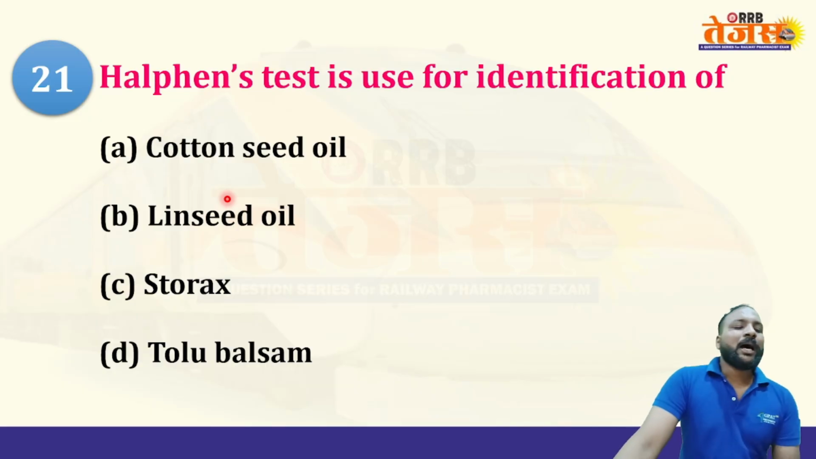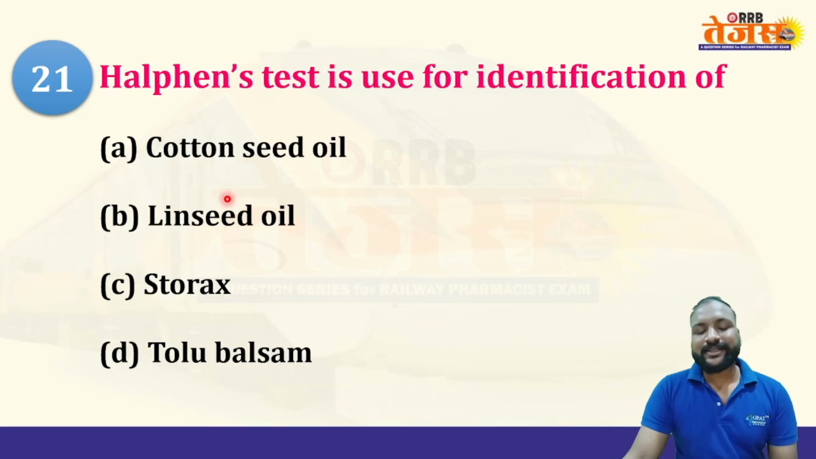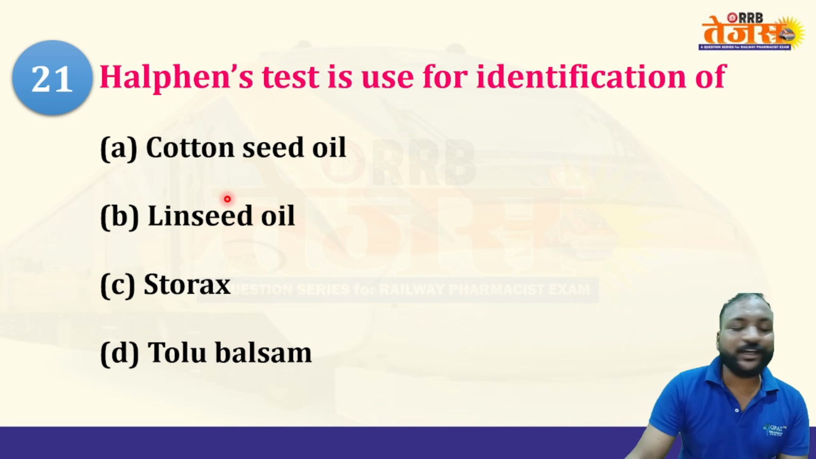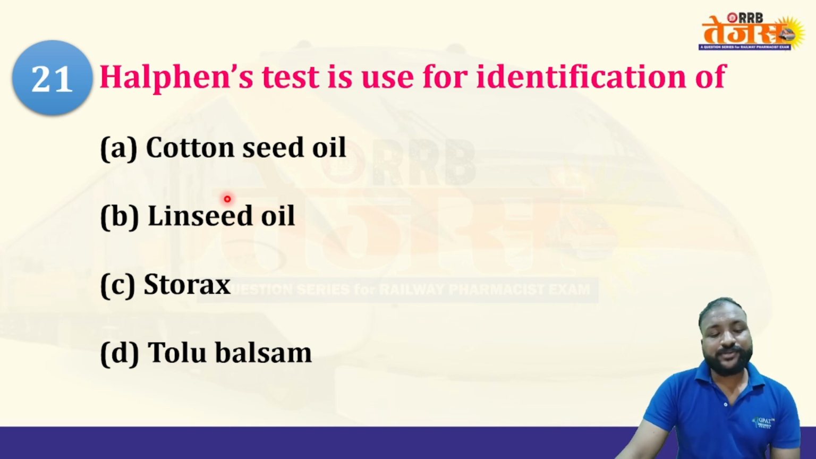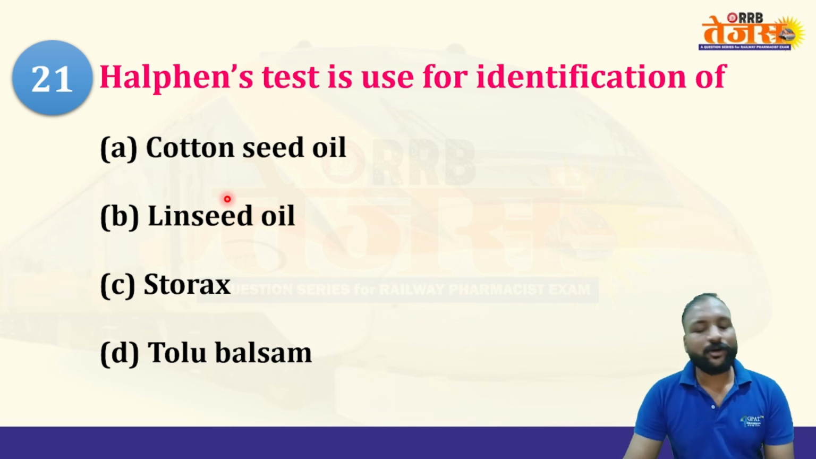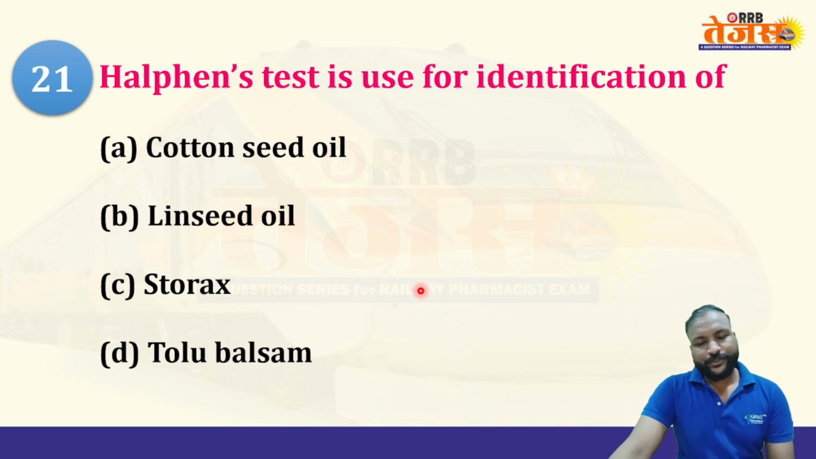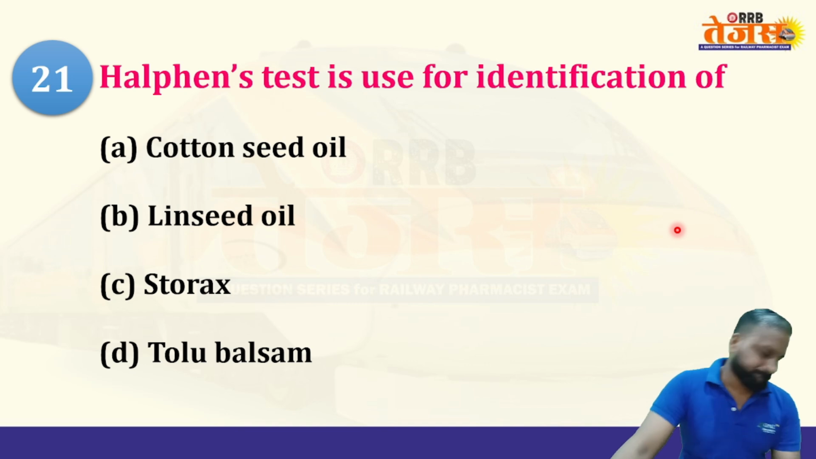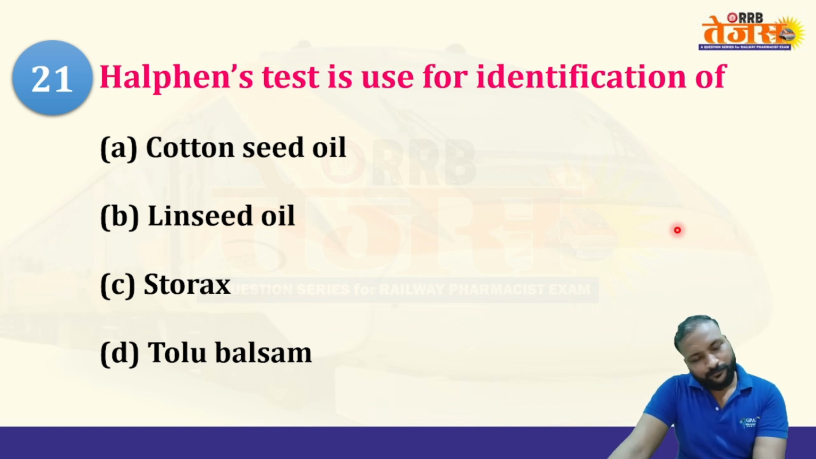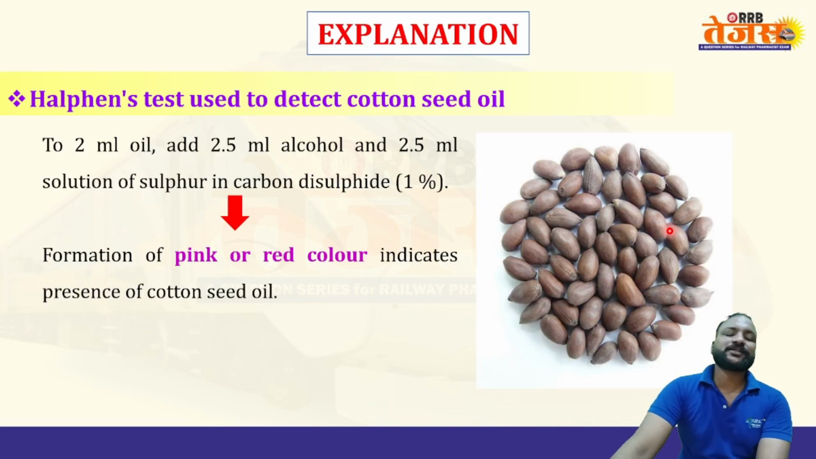Next, the 21st question in this series: Halphen's test is used for identification of option A, cottonseed oil; option B, linseed oil; option C, storax; and option D, tolu balsam. So tell me the right answer for this one. Option A is the right answer. Yes, Halphen's test is used to detect cottonseed oil.